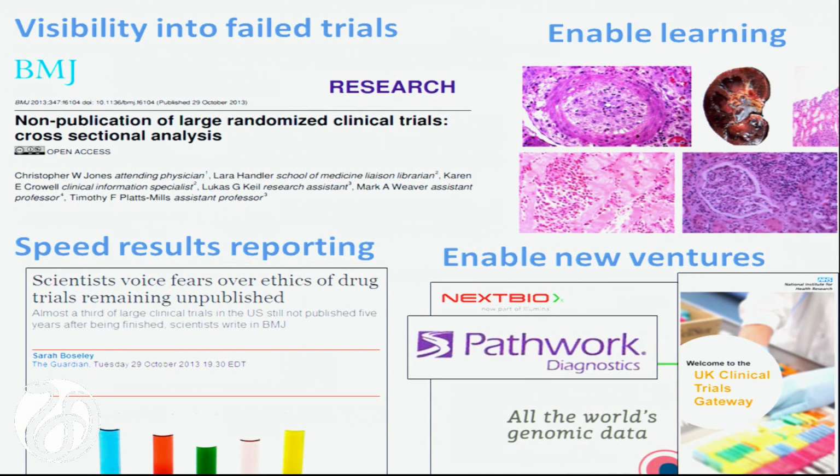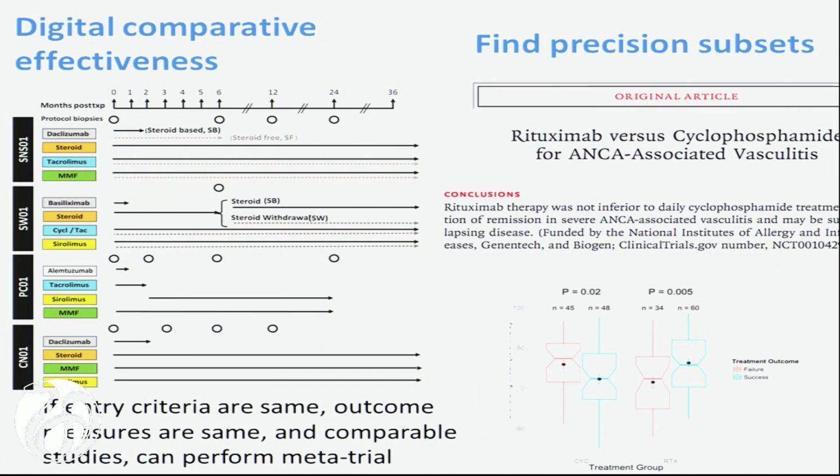Very briefly, visibility into failed trials. Of course, you all know that. Speeding results reporting: even for the data that we've released, it's taken 4 to 6 years for the papers to come out from these trials. Now we're releasing the data, and one would think that this might speed that up. Enabling learning and new ventures: companies based on the raw data come up with diagnostics. I'm not going to spend time on that. I'm just going to spend the rest of my time on 2 real-world case examples of what we've done.